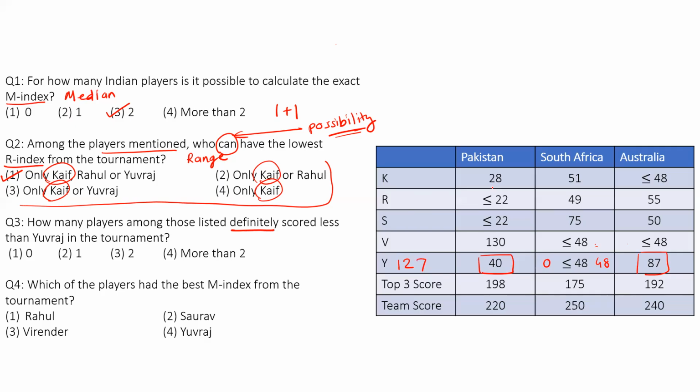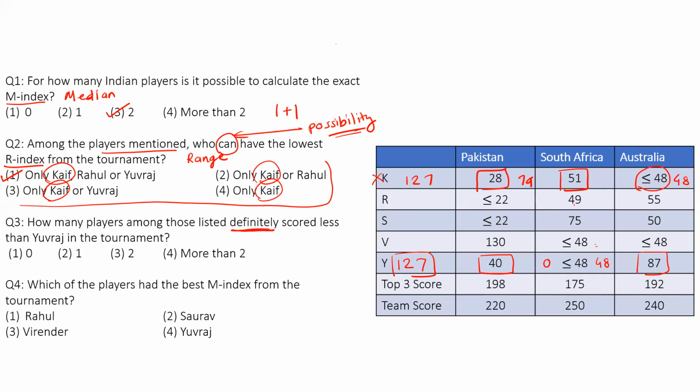For example, Kef, he has scored 28 in the first match, 51 in the second. So his total score will be 79. And in this match, as I have to find out a definite possibility, I will assume that he is scoring the highest run possible. Now, if he scores 48 runs, his score in the entire tournament will be 79 plus 48, that is equal to 127, which is nothing but the runs scored by Yuvraj Singh. So definitely Kef is not the person who will score less than Yuvraj.